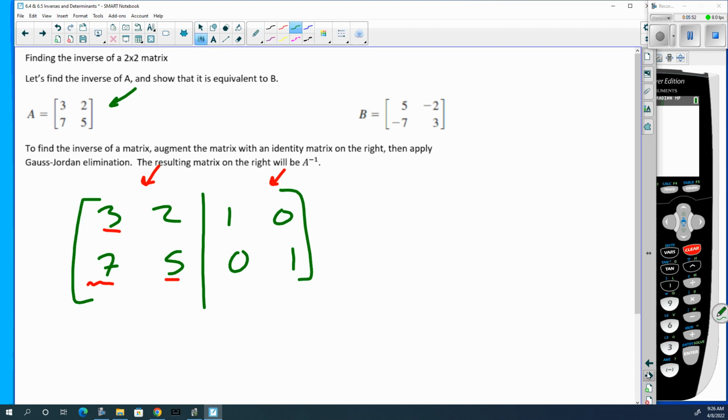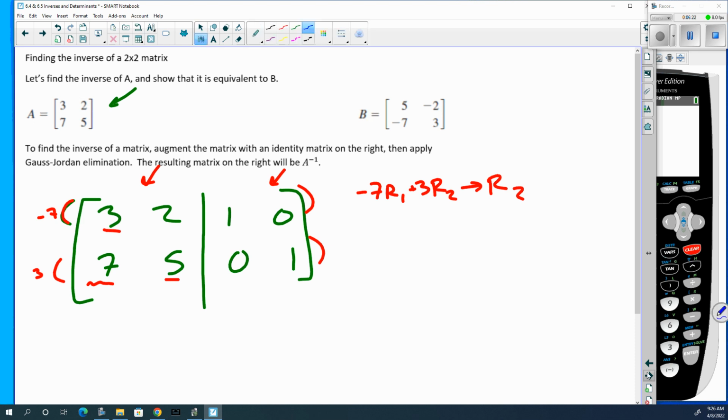Okay, so if I wanted to make a 0 where that 7 is, I could times the top row by, say, -7, and I could times the bottom row by, say, 3. So I'm going to go -7 times my top row, and then plus 3 times my bottom row, and that result I'm going to make my new bottom row.